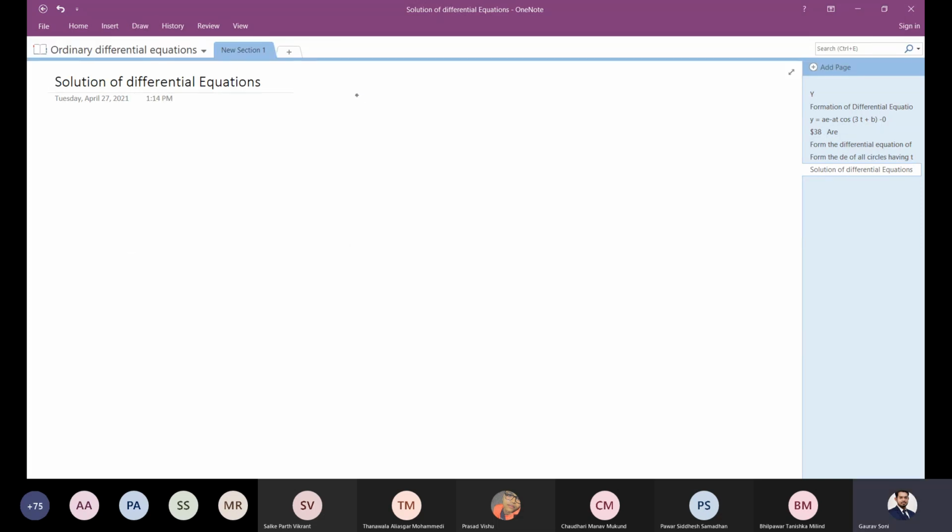In yesterday's lecture, we saw that from a given function we formed a differential equation. We also saw that the number of arbitrary constants has to be equal to the order of the differential equation. So if your function consists of two arbitrary constants, then we differentiate it twice, and after differentiating it twice, we eliminate the arbitrary constants. That is how we form the differential equation.